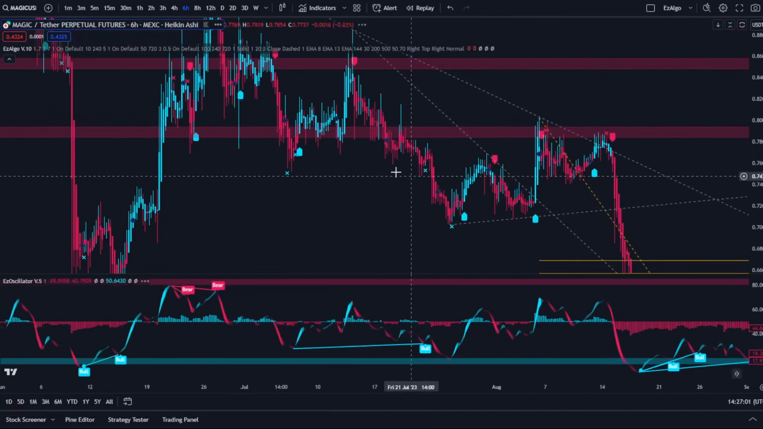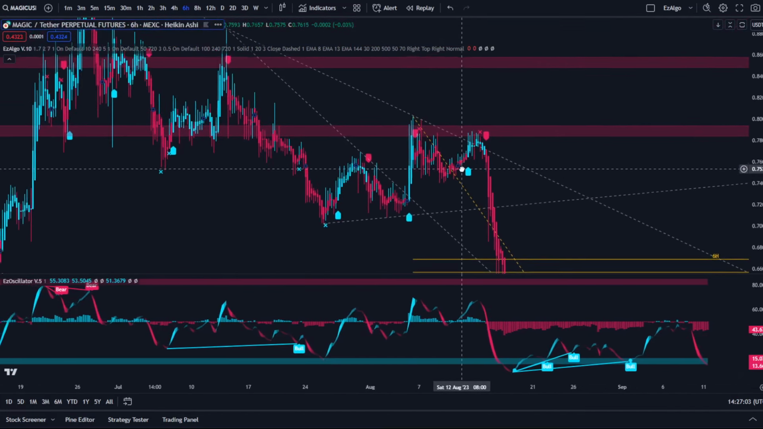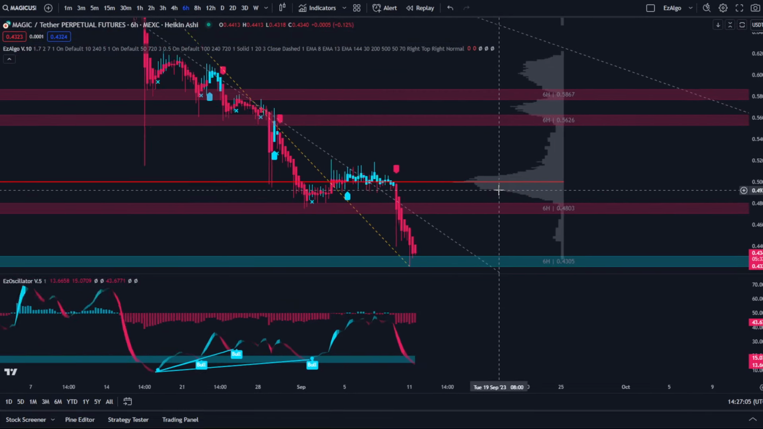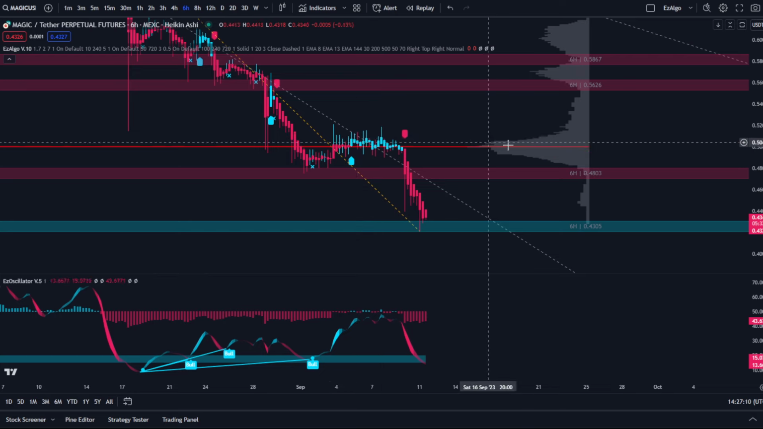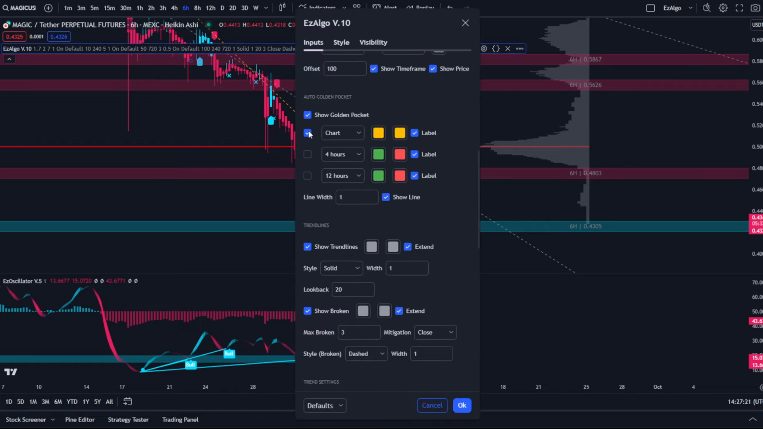For example, if you are in a clear uptrend or a clear downtrend, you can use these fib levels on any time frame to help you find an entry. Again, you don't want to use these levels alone, but if they're overlapping a key support or resistance zone, it adds a ton of confluence. We also have 3 multi-time frame features for the auto golden pocket.